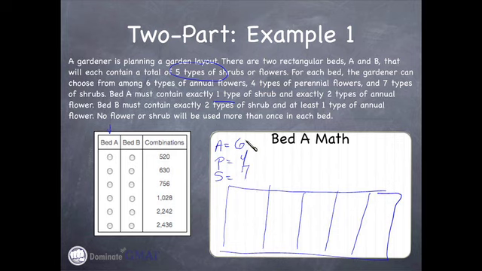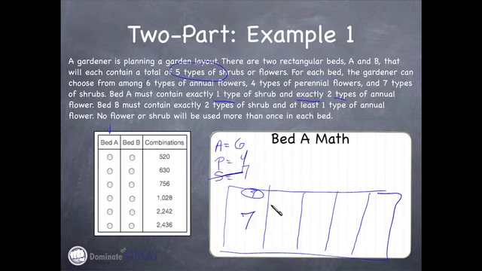Now it's telling me that bed A must have exactly one type of shrub. So how many shrubs could possibly go into this bed? 7 total possible choices, right? So 7 possible shrubs could go here. Now, filling the next spot, we've already used up our shrub, and then it has exactly 2 types of annuals. Exactly. Notice exactly. It's not going to have more than 2. So we've also used up our shrubs. So the shrubs are done.